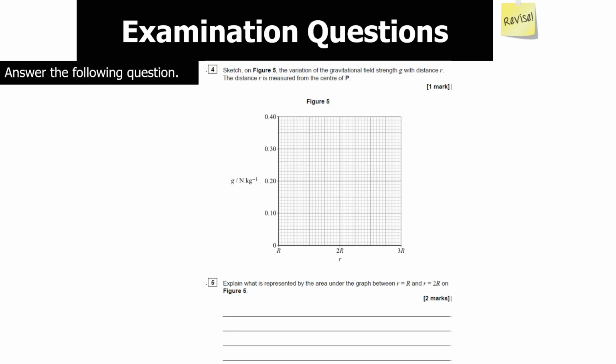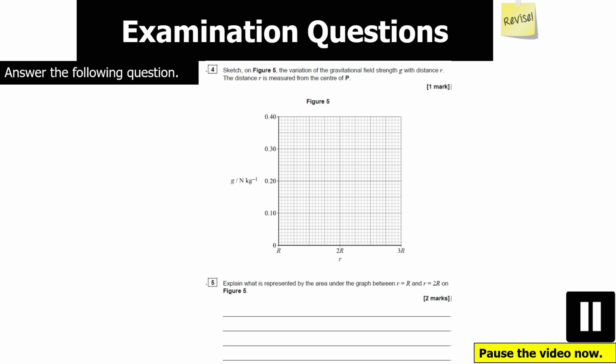The next question says, sketch on figure 5 the variation of the gravitational field strength g with the distance r. The distance is measured from the centre of P, and then explain what is represented by the area under the graph between r equals big R and r equals 2R in figure 5. So pause the video now, then unpause the video when you want to go through your answer.